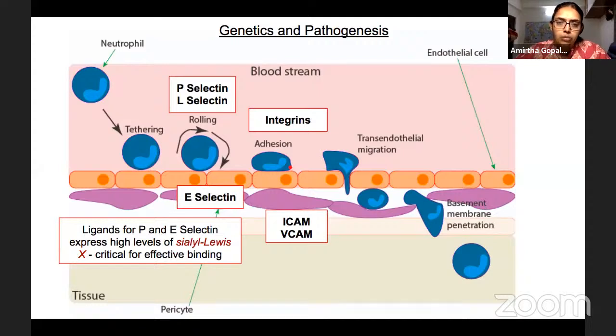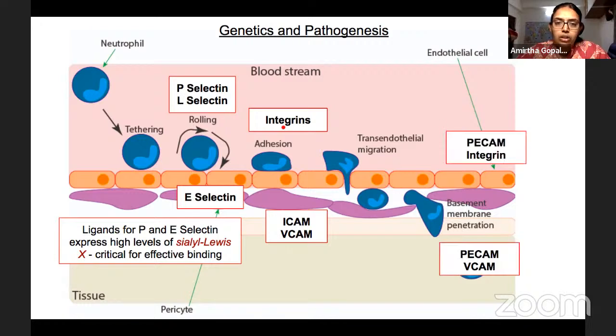LAD1 is the most common and most prevalent form of LAD, in that the main defect is in the integrin. Once there is firm adhesion of the leukocyte to the surface of the endothelium, eventually there is transendothelial migration. There is a perforation of the basement membrane, and this basement membrane penetration is called diapedesis. This is mediated by molecules such as the PECAM and the VCAM.